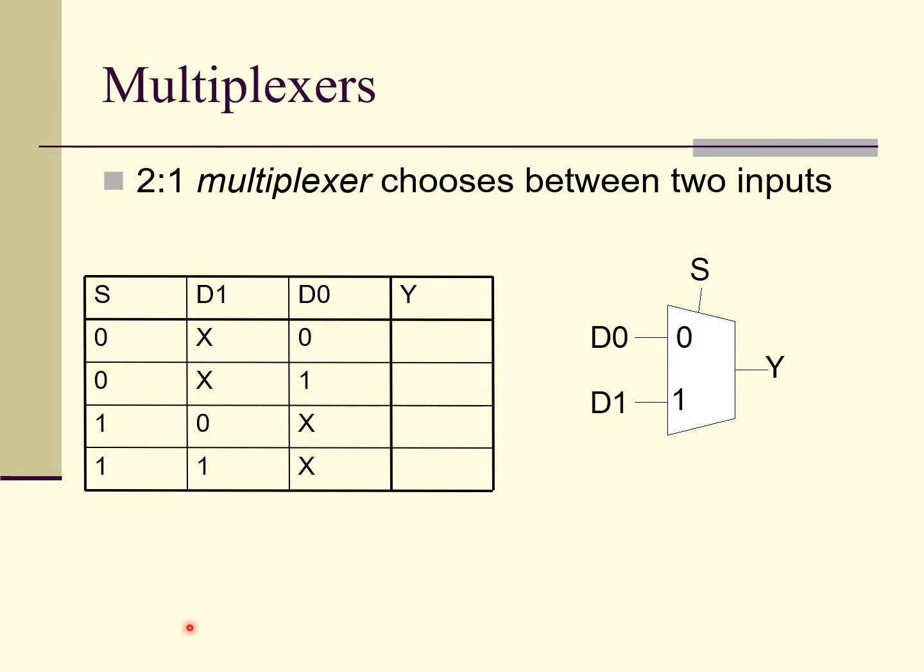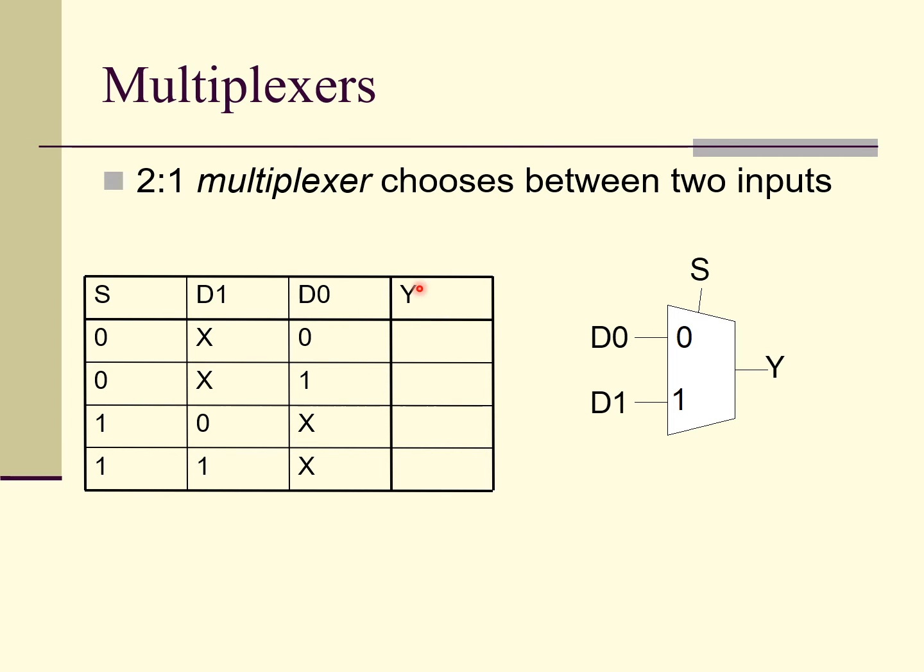Okay, this is the second part of video lecture 4. So we have a multiplexer with two inputs, D0 and D1, and we have one output Y here. What the multiplexer will do is choose between the two inputs, D0 or D1, because we have only two inputs.